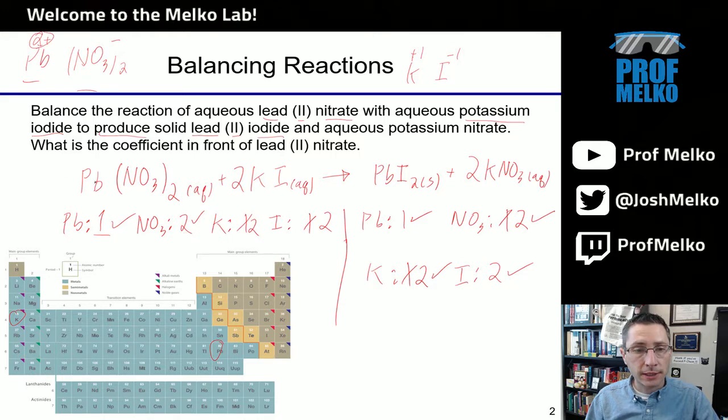So, double checking, I've written everything, correct formulas, correct states of matter, and everything should balance. Lead, 1 and 1, nitrate, 2 and 2, potassium, 2 and 2, iodine, 2 and 2. So this looks fully balanced. The coefficient in front of lead nitrate, it's implied there, it's a 1. So in the balanced equation, lead nitrate gets a 1 out in front. That would be the answer to this question.